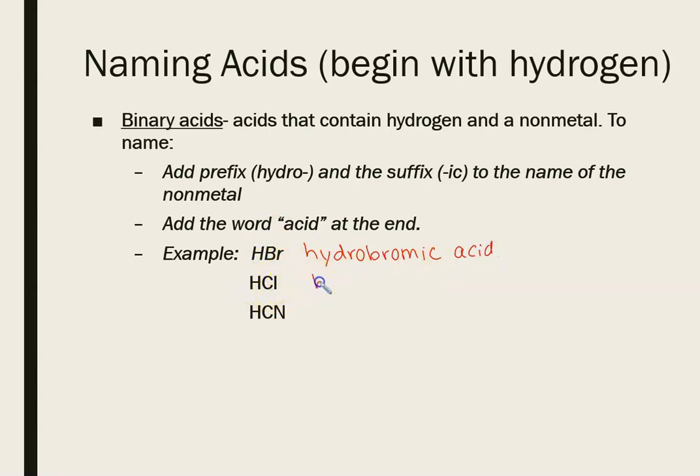This is hydro, that's chlorine, so it's chloric acid, hydrochloric acid. So if you see hydro, there's no oxygen involved. CN is cyanide, so that's one of the polyatomic ions. This is hydro, CN is cyanide, so cyanic acid. Hydrocyanic acid.